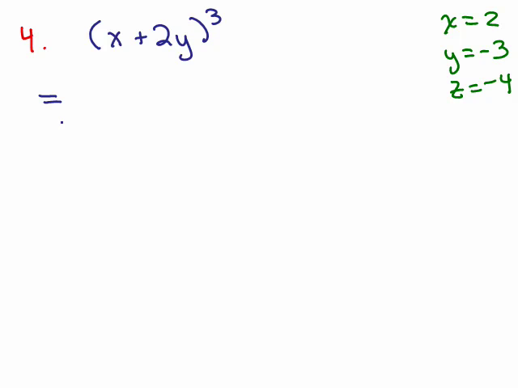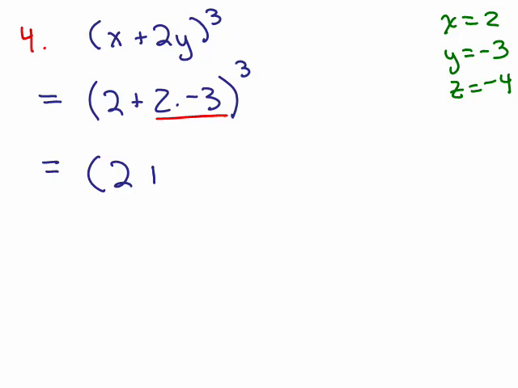Okay, here's number 4. Again, here are the values we're plugging in for x, y, and z. So that's the first step. We're putting in a 2 for x and a negative 3 for y, and then cubing it. All right, order of operations says do inside parentheses first. So inside parentheses, I have to do the multiplication here before doing my addition. So I've got 2 plus 2 times negative 3 is negative 6.